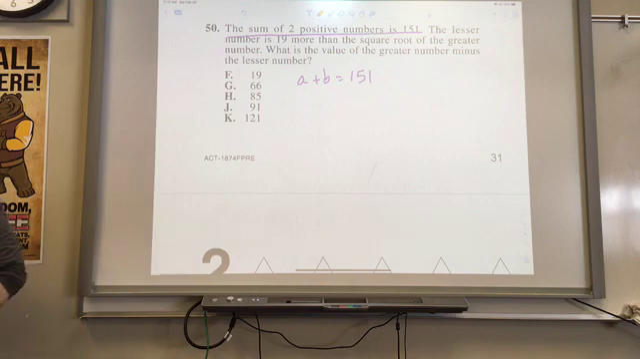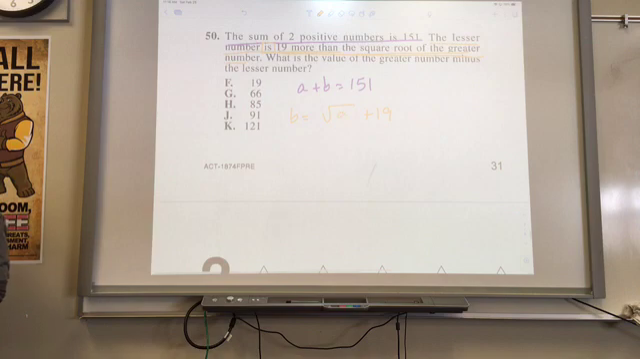Anyways, okay. The lesser number is 19 more than the square root of the greater number. What the heck? Okay, do I know which is the lesser number? Doesn't really matter. We'll use b. b equals 19 plus the square root of a. Square root of the greater number. Wait, why is it square root? Because it says square root.